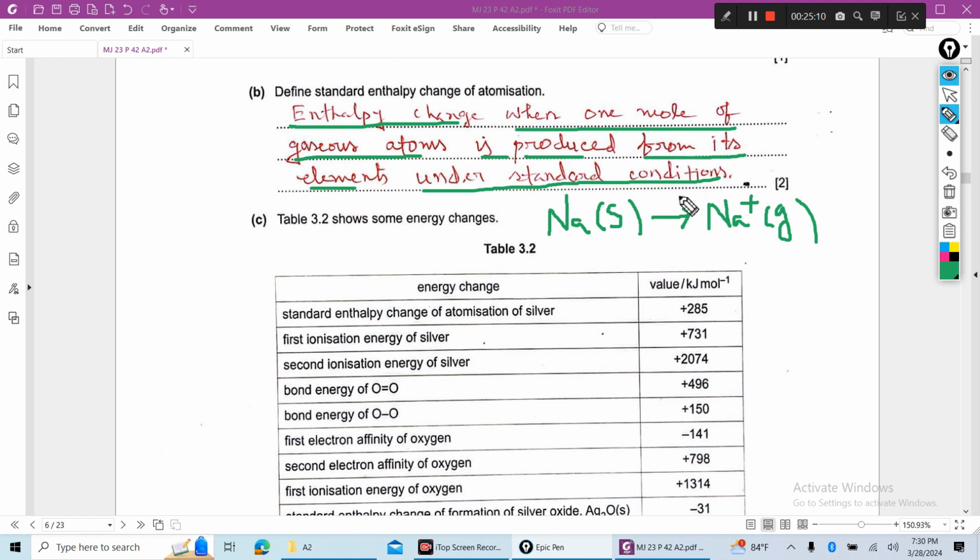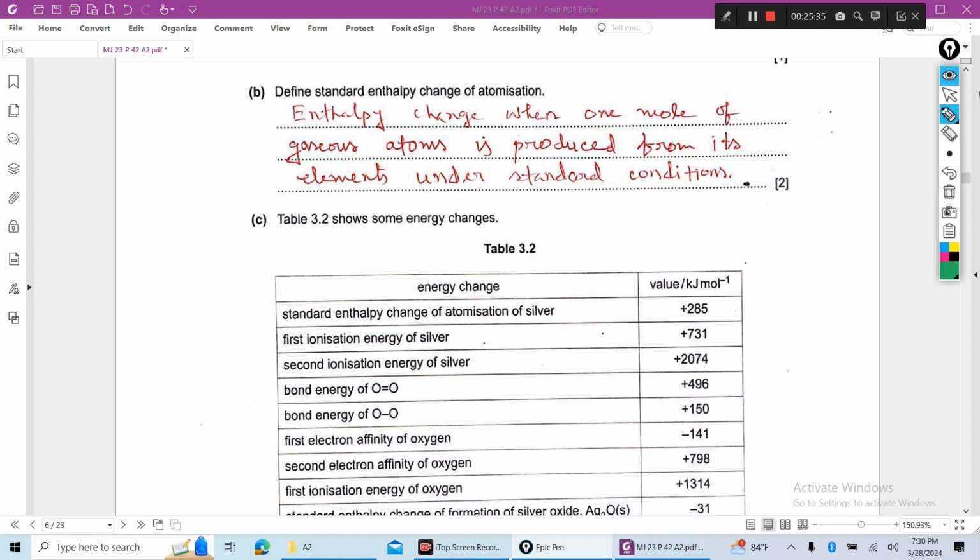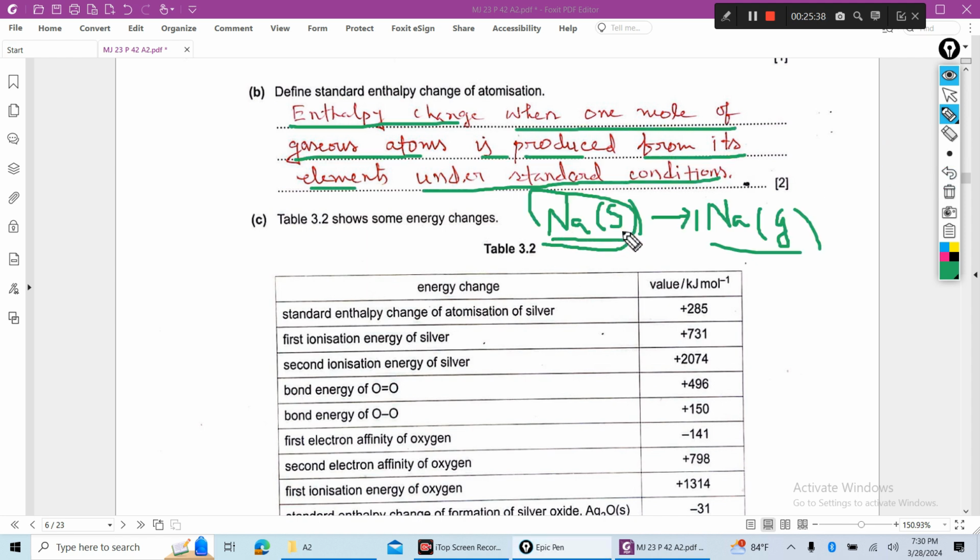It is the enthalpy change when 1 mole of gaseous atoms is produced from its element, sodium, under standard conditions. Sodium standard state is solid, so under standard conditions, 1 atm pressure and 298 Kelvin temperature, sodium is standard state solid.